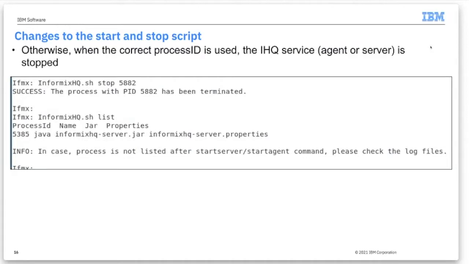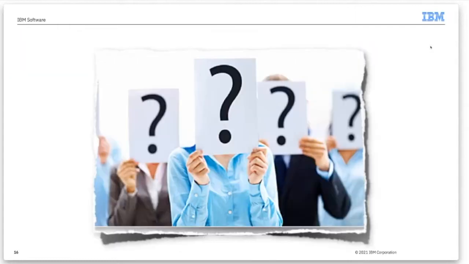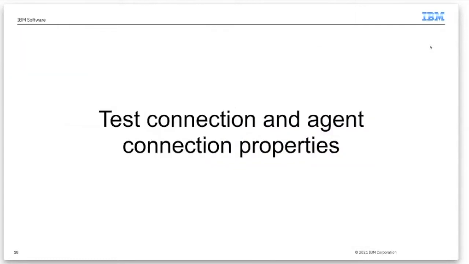If you use the correct process ID, that process will be stopped and you will get a confirmation message back. And again, you can verify that it is gone by using the list option. So that's the new start and stop scripts.